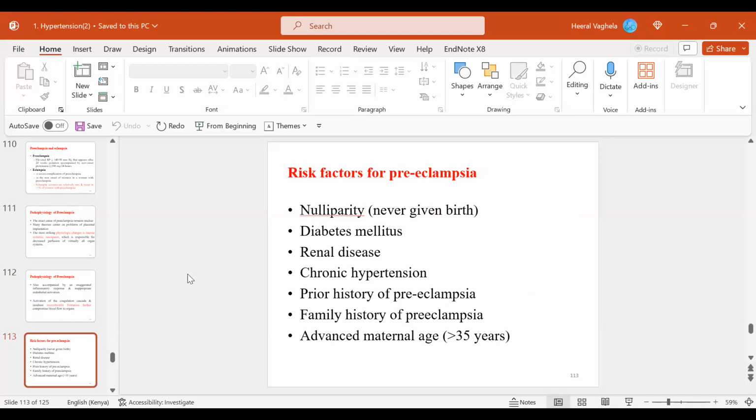Risk factors are nulliparity, where you've never given birth, the mother has diabetes, renal disease, chronic hypertension, a history of preeclampsia, family history, and an advanced maternal age of more than 35 years.